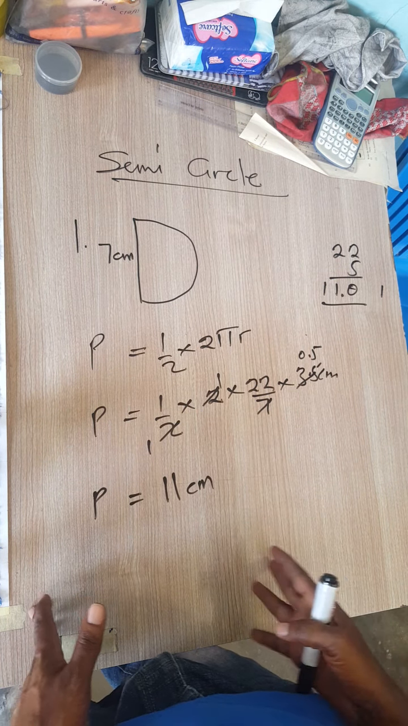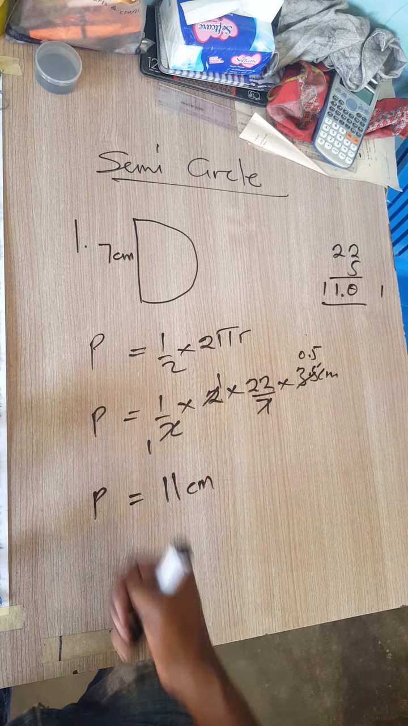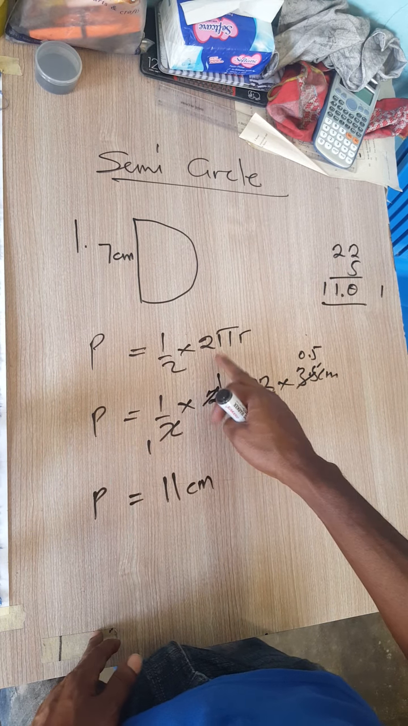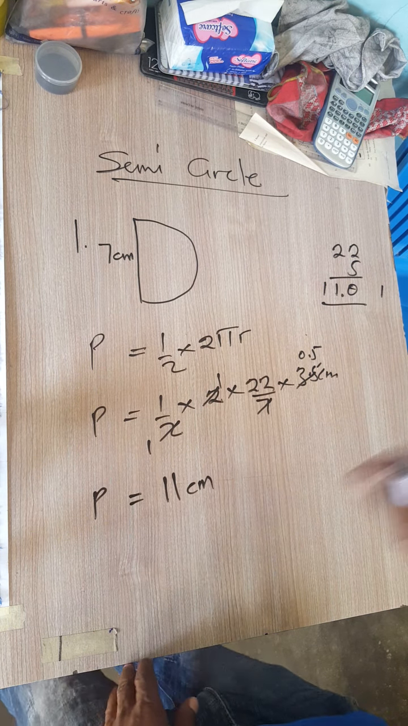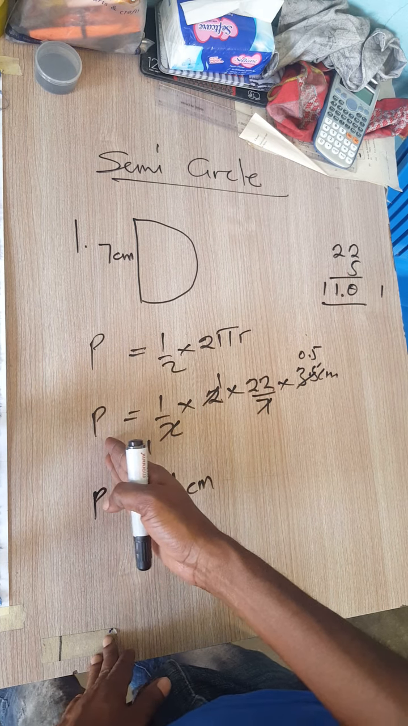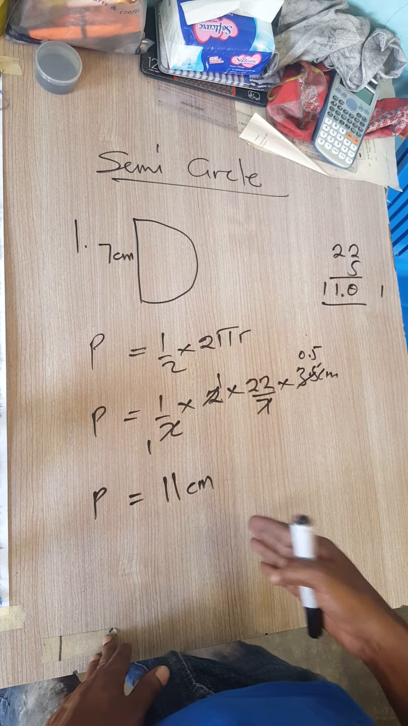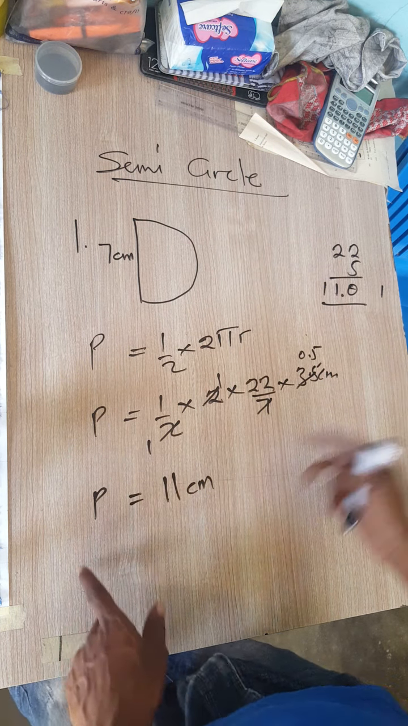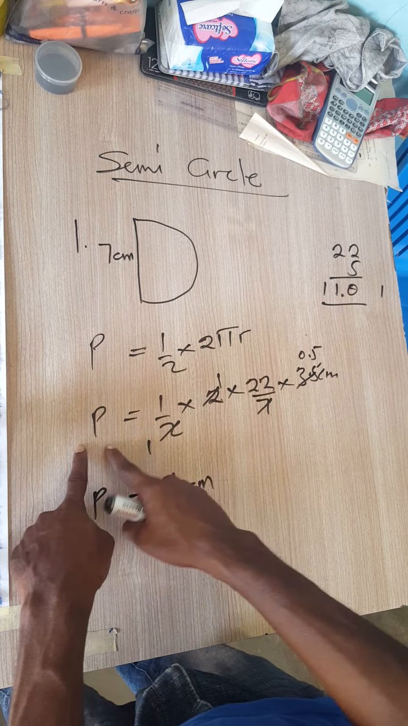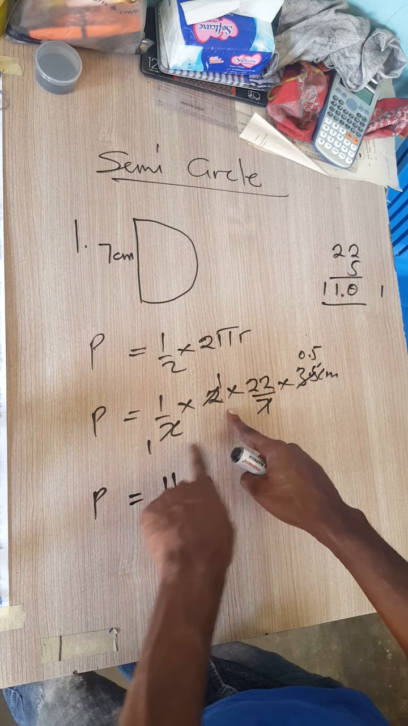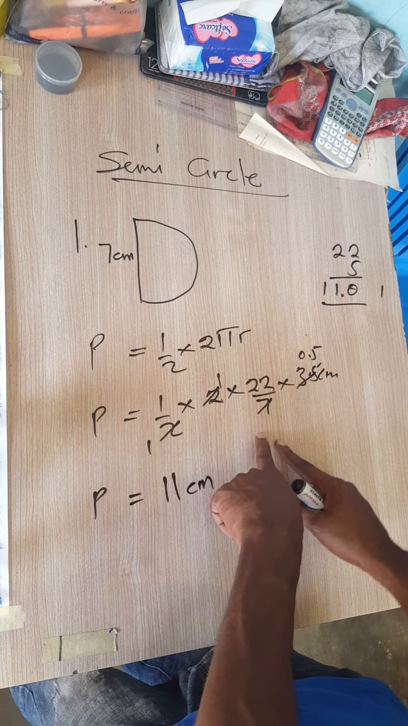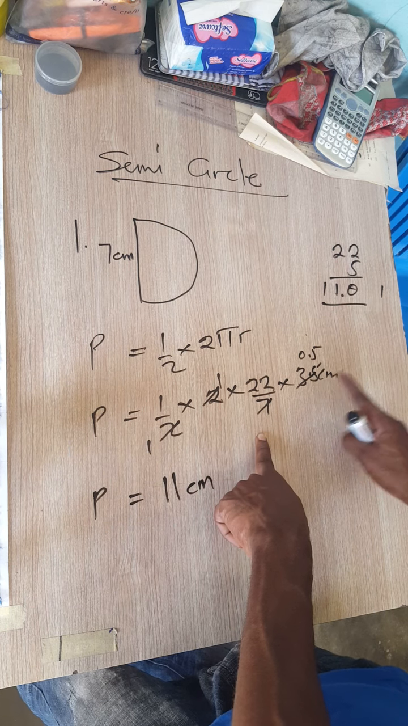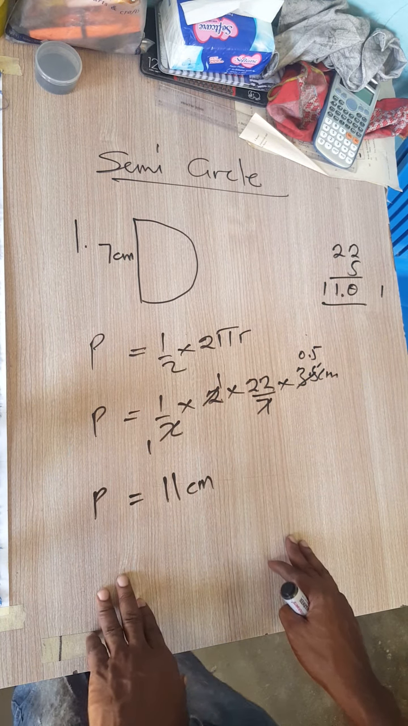Alright, now let's look at the perimeter. We say the perimeter is given by 1/2 times 2 pi r. We know the r already. We have calculated it to be 3.5 centimeters. And so we put it in the formula. P equal 1/2 times 2 times 22/7, which is pi, times 3.5 centimeters, which is the radius.